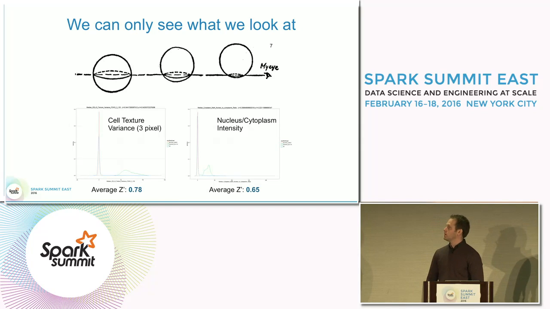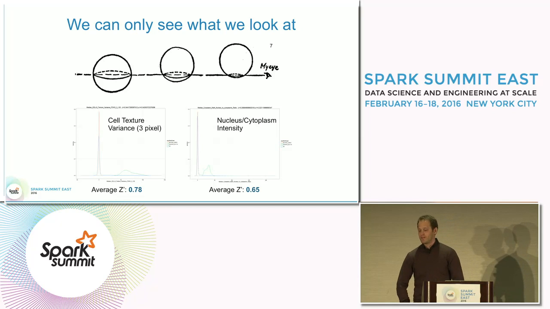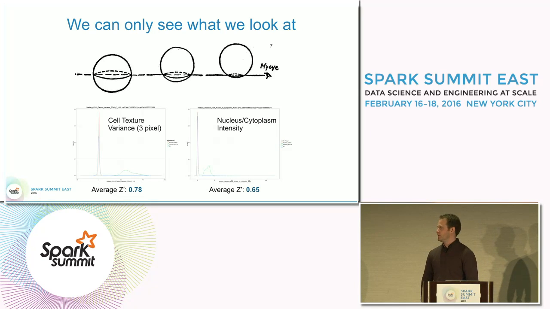It turns out that something called cell texture variance 3 pixel actually gives you a better separation between those two phenotypes. So the Z-prime number on the bottom, that's a statistic which indicates the goodness of separation between your active control on average versus your neutral control on average with respect to that particular metric.